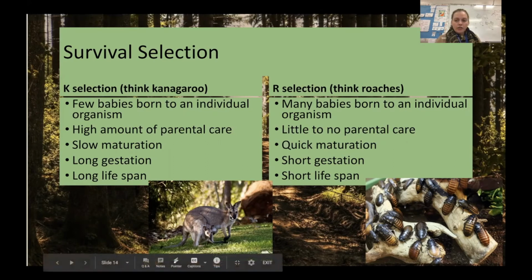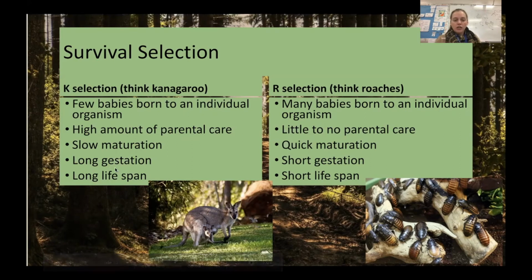A mother kangaroo is going to have one, maybe two joeys. High amount of parental care. She's going to take care of that joey till it's about 2 years old. They're going to mature very slowly, again, about 2 years. Long gestation period or a long period of pregnancy and then a long lifespan. Not just days to weeks, but several years these organisms are going to live.